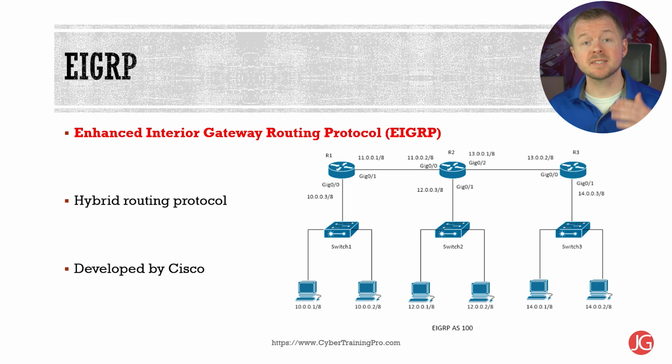The Enhanced Interior Gateway Routing Protocol, or EIGRP, doesn't really fit into either distance vector or link state routing protocols, and it's more like a hybrid. But if you have to choose on your exam, I'd go with it being a distance vector protocol. EIGRP was developed by Cisco before OSPF, and it replaced their first iteration called Interior Gateway Routing Protocol, or IGRP.